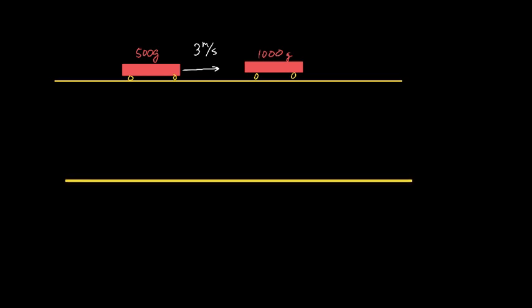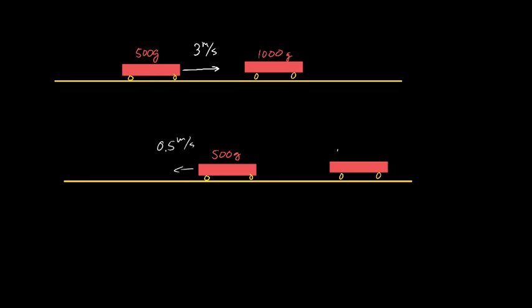And let's go with what I've been doing all day, just like yesterday: a 500 gram car and a 1,000 gram car, 3 meters per second. There is a collision. During the collision, the 500 gram car ends up having a velocity this way of 0.5 meter per second. What is the resultant velocity of this car?